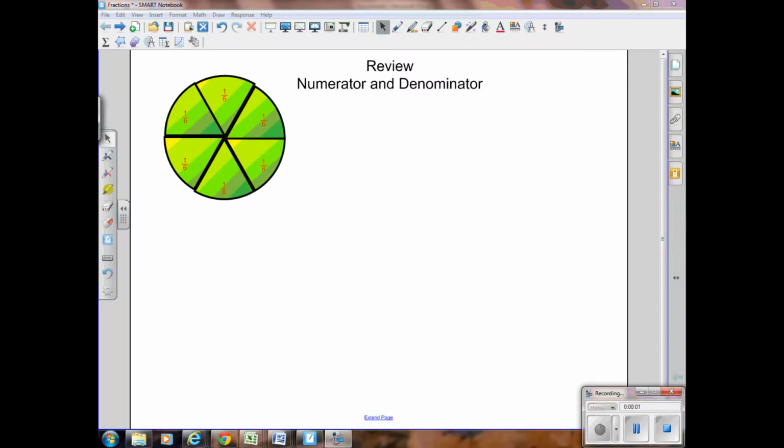A fraction represents equal parts of a whole. So let's review what a numerator and denominator are. First of all, we have a circle with 6 equal parts. So our denominator, 6 at the bottom, represents the equal parts. If we pull one of those out, we say that we have 1/6.